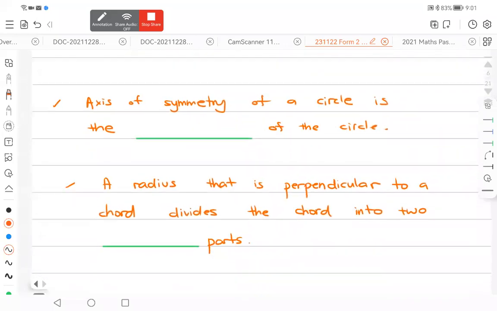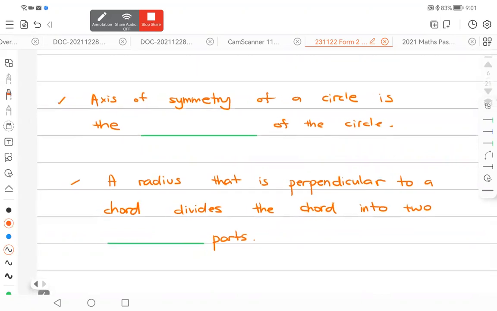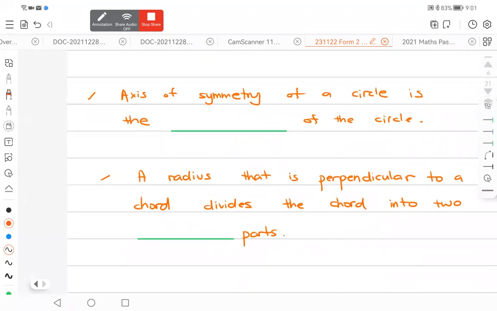Okay, next. Fill in the blank. Axis of symmetry of a circle is the what of the circle? Axis of symmetry of a circle. Draw out, this is a circle. Then the axis of symmetry, half. What is the name of that dotted line?